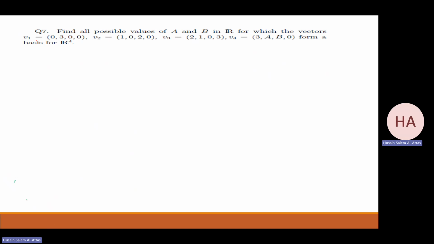We have 1, 2, 3 vectors. I have 4 vectors in R4. You want restrictions on A and B. What are the possible values of A and B for each of the vectors to form a basis? Form a basis means the set.